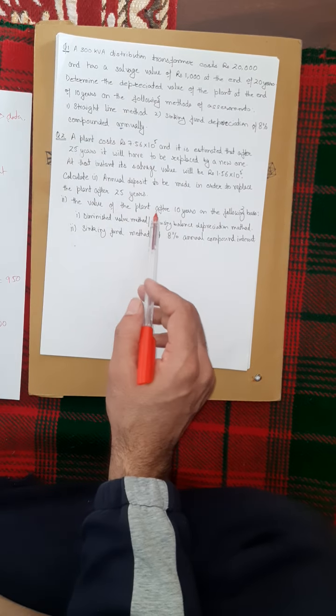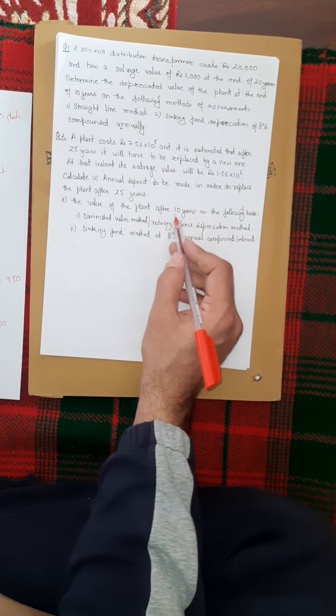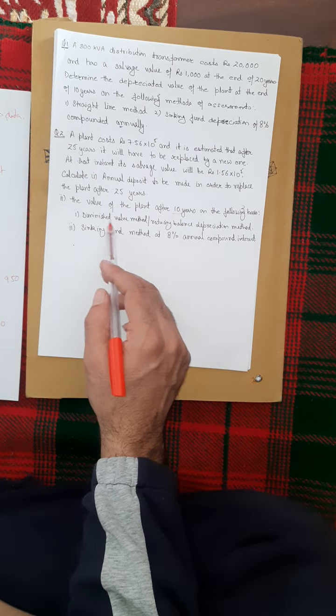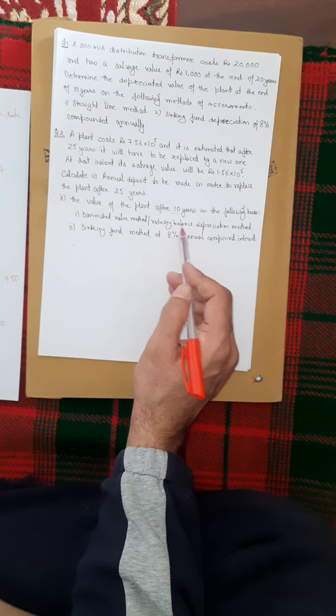The second, the value of the plant after 10 years on the following basis. Now we have to calculate the value of the plant after 10 years on certain basis. And what are the basis? Diminished value method, okay, reducing balance depreciation method, or reducing balance depreciation method.